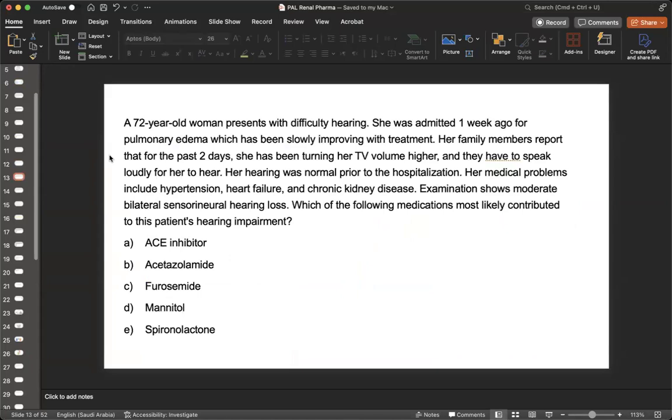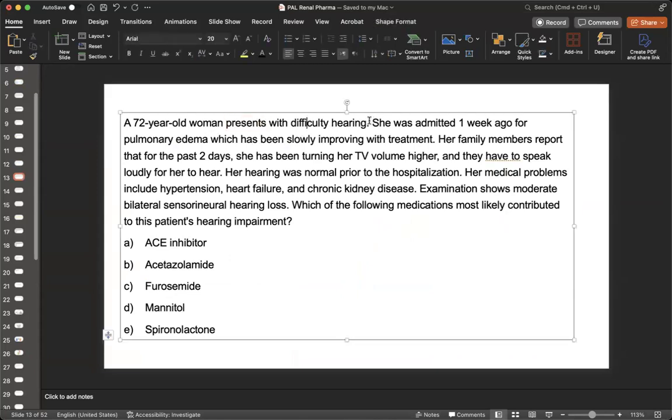So I hope you paused and answered this question in your mind. So let's see here. The main complaint is difficulty hearing. She was admitted 1 week ago for pulmonary edema, which has been slowly improving with treatment. I wonder what drug they gave to treat pulmonary edema. That's a good question. Her family members report that for the past 2 days, she has been turning her TV volume higher and they have to speak louder for her to hear.